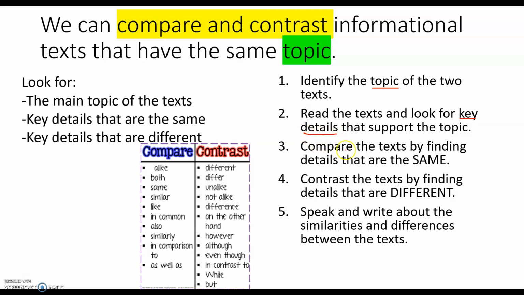After we've found our key details, we want to compare them by finding details that are the same, and then we can contrast them. And of course, in the end, we speak and write about the similarities and differences between the texts. So, we look for the main topic, we look for key details that are the same, we look for key details that are different.